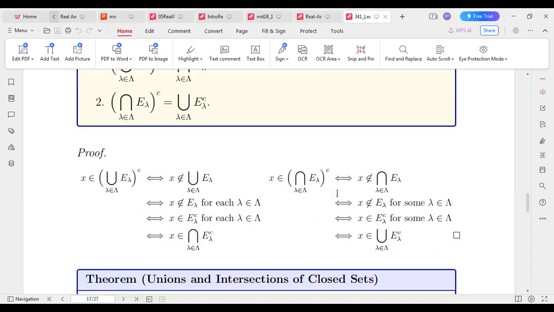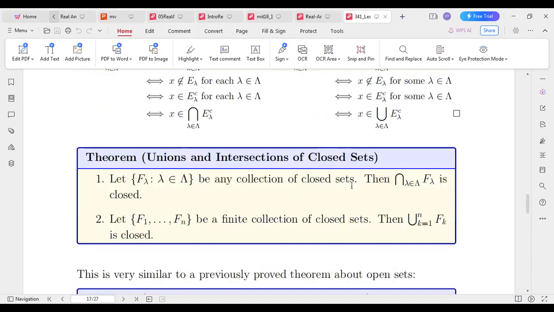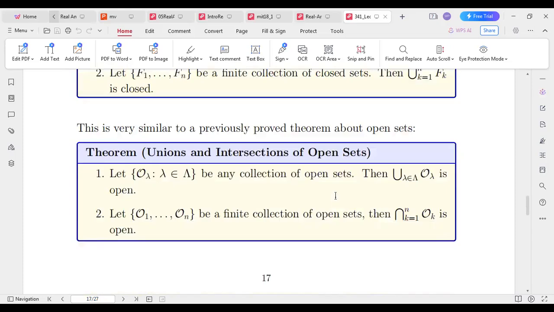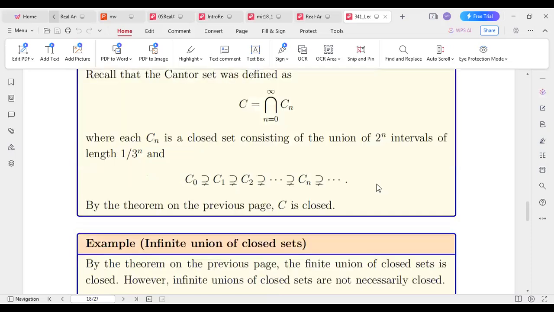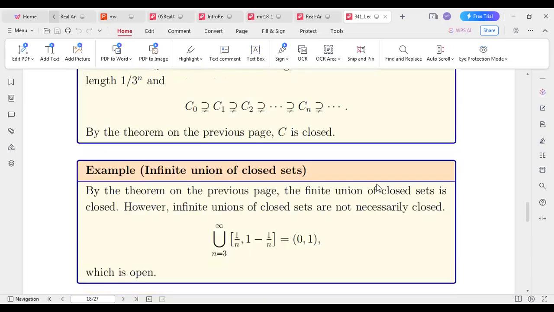You must know this from the intermediate section. So union and intersection can be written for closed sets. And this is the theorem: the infinite intersection of closed sets. This is the example.